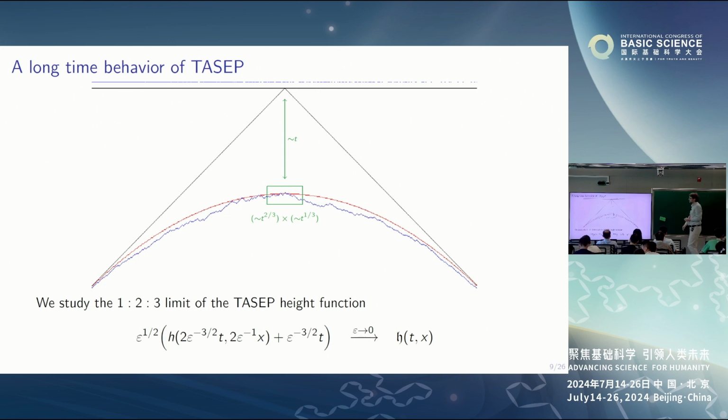So to study the scaling limit, we need to wait for large time, and we need to look at the height function in this window proportional to the powers of t, 1/3 and 2/3. In other words, we take the height function of TASEP and we apply the 1:2:3 scaling, we recenter, and we want to compute the limit when epsilon goes to 0.